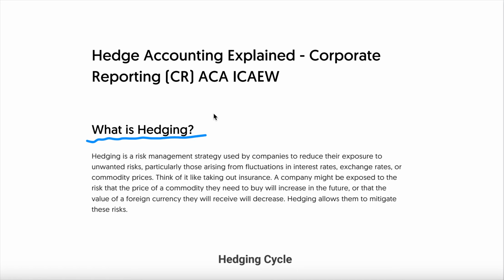Hedge accounting is simply a risk management strategy used by companies to reduce exposure to unwanted risks. Okay, so this is the strategy which companies use in order to minimize or manage their risk, in other words, particularly those arising from fluctuations in interest rates, exchange rates, or commodity prices. Think about it as an insurance. So a company might be exposed to a risk that the price of a commodity they need to buy will increase in the future, or that the value of the foreign currency they will receive will decrease. Hedging allows them to mitigate these risks.